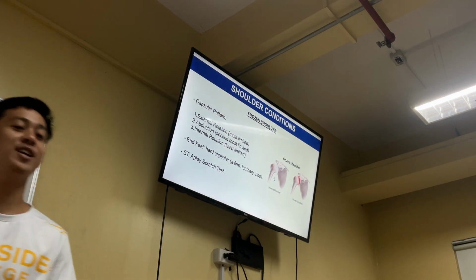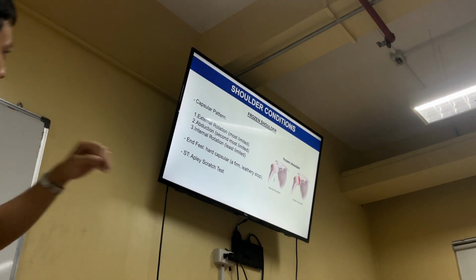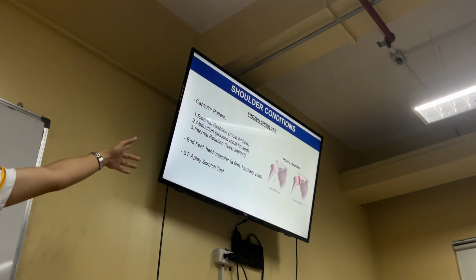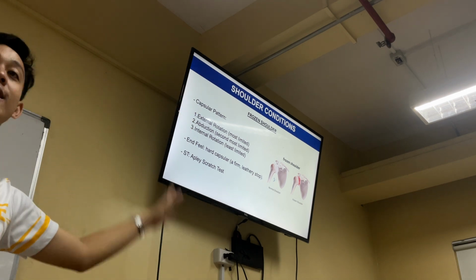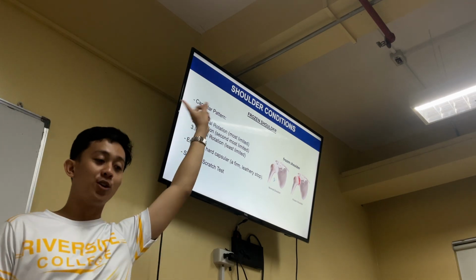Okay, this one, the capsular pattern. We mentioned the shoulder joint capsular pattern first: there will be limitation of your external rotation, abduction, and internal rotation. So this will obviously apply to your frozen shoulder. The first motion to be limited or to be lost is your external rotation, followed by abduction and internal rotation. And the last motion to recover is also your external rotation.